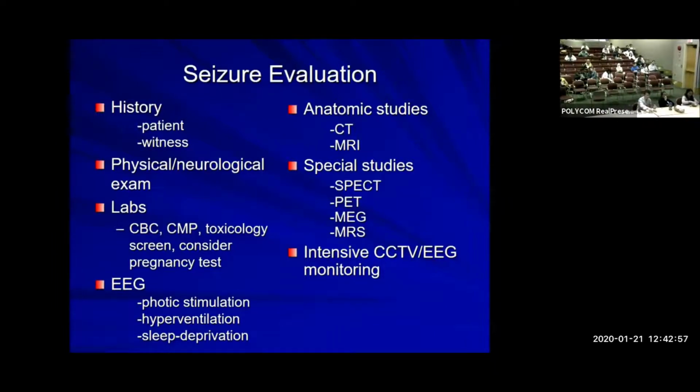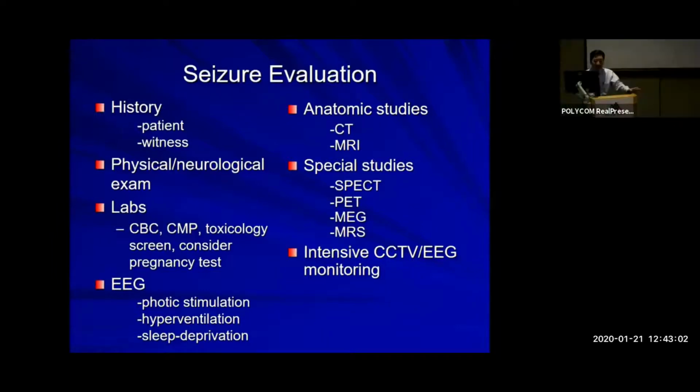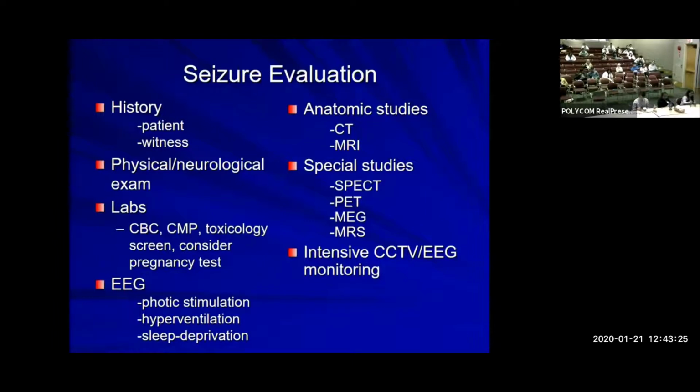I suppose the problem with seizures or epilepsy is that patients sometimes can't tell you what happens. Having a witness is very helpful. You can do the neurological exam to look for any kind of neurological deficits, although most of the time patients with epilepsy have normal neurological exams. You can do lab tests, CBC, CMP, a tox screen, and you may consider doing a pregnancy test if it's a woman. Then you do diagnostic tests, EEG, brain imaging studies, you may consider special studies, and you may consider doing video EEG. We'll talk about this in more detail.